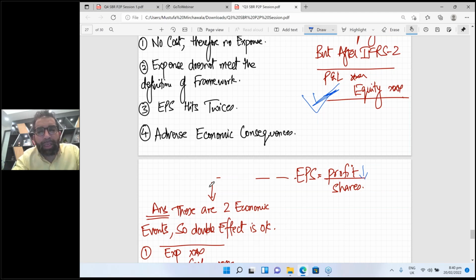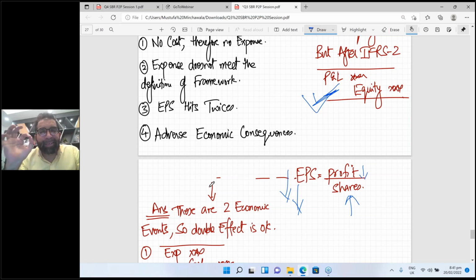When your profit goes down, your numerator goes down, so EPS will go down the first time. Secondly, when you credit equity, that means ultimately you are issuing shares. Because of issuing shares, your denominator will go up, and when your denominator goes up, your EPS will again go down. So there is a double hit on EPS. So accountants were not happy.